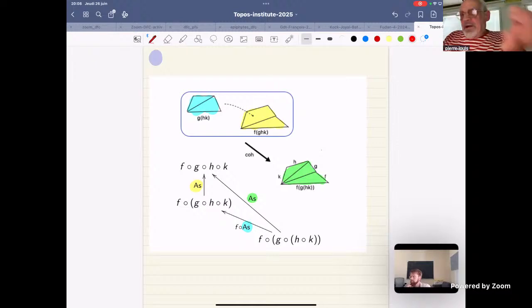I don't have too much time to detail the picture, but you have to think that this picture really is a coherence property because it relates, categorically, you would have the picture that is drawn below.